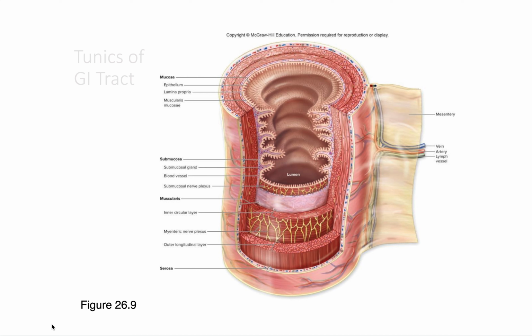So when we're looking at the walls of the GI tract, mostly what we're looking at is the GI tract from the esophagus to the large intestine, and they're composed mostly of 4 concentric layers called tunics. So we have the mucosa, the submucosa, muscularis, and the serosa, or sometimes the adventitia is another name for it.